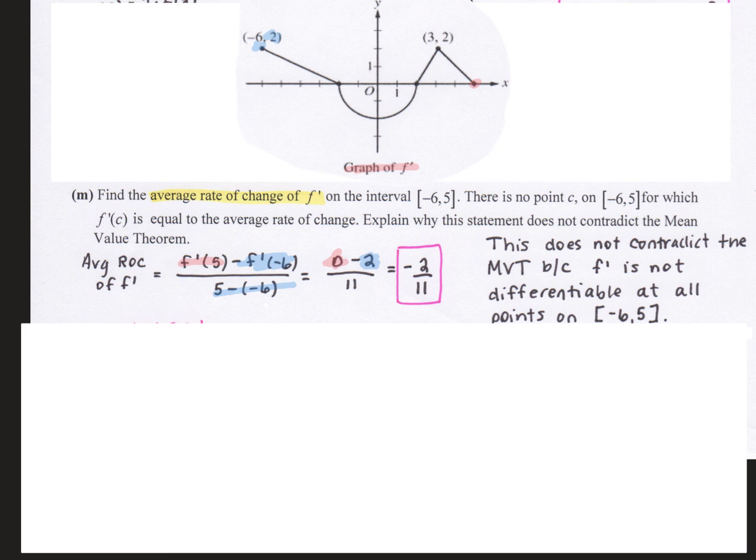The next statement in the problem says there is no point c on the interval where f prime is equal to the average rate of change. And we know that the mean value theorem guarantees that there is a point where f prime equals the average rate of change. The reason that this does not contradict the MVT is because f prime is not differentiable at all the points on the interval -6 to 5. In fact, it's not differentiable at several points. So right here at the -2, the 2, and the 3, because you have a corner point. And that mean value theorem is only applicable if you have a continuous and a differentiable function.